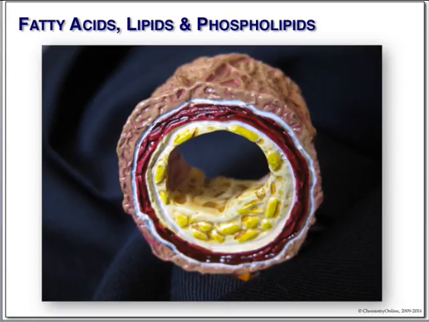Now, the artery is supposed to end here with this little red muscular layer and its little membrane around it. But in a plaque, you have the buildup of these big, fat, ugly, fatty cells. And they build up and up and up, and eventually cut off the blood flow.